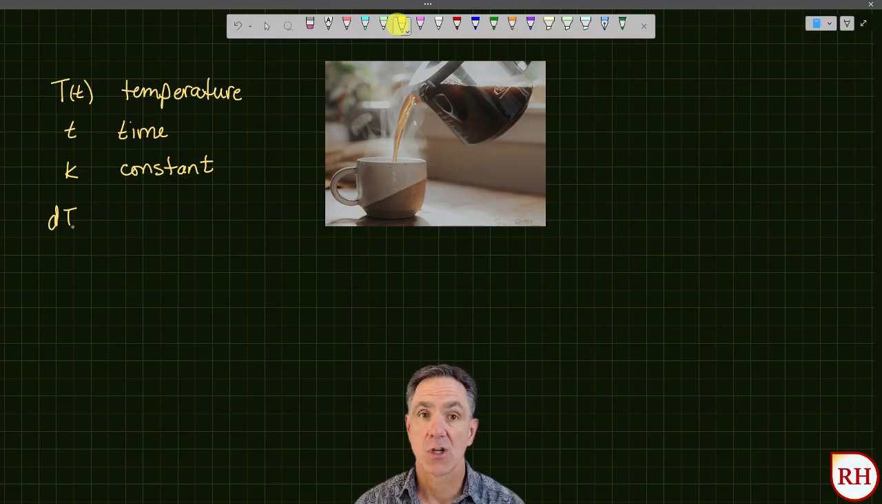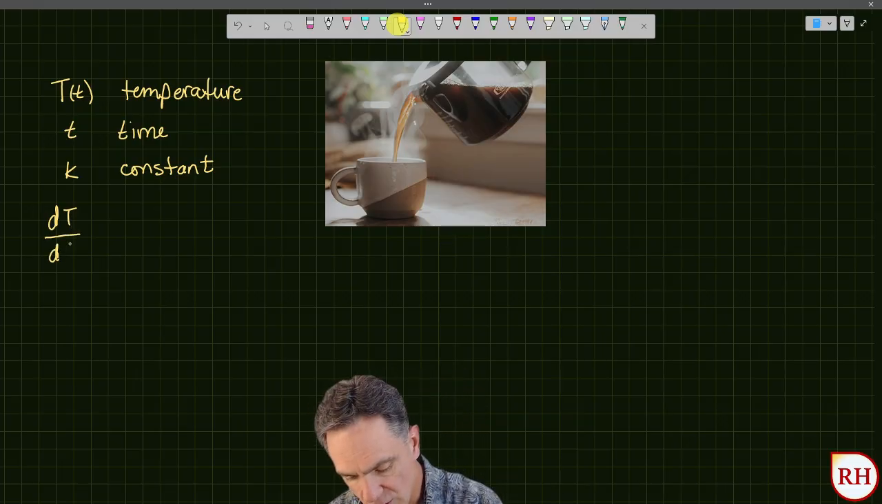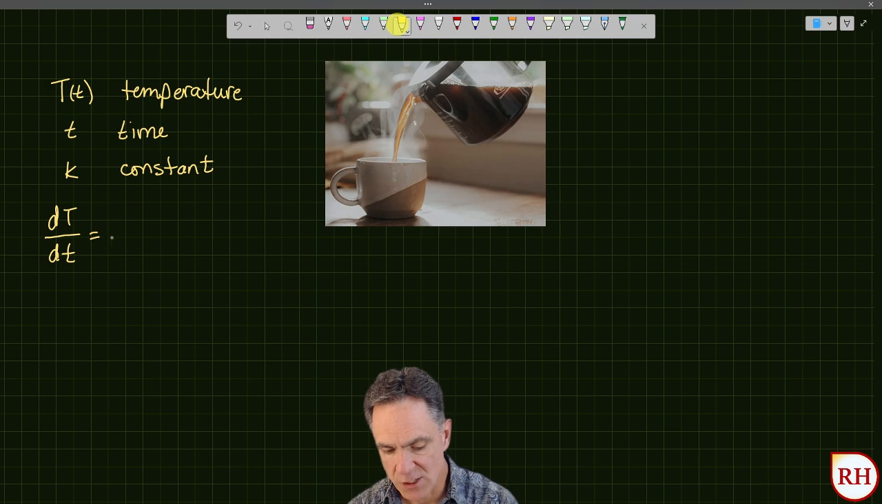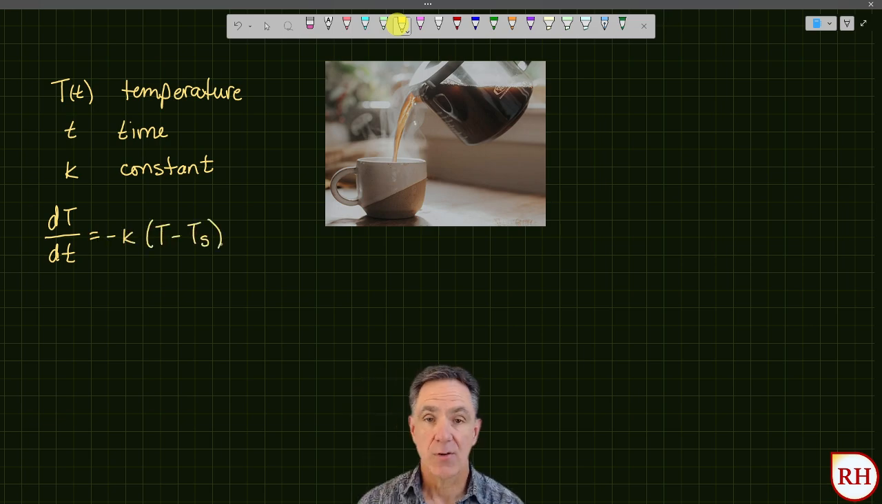The whole point of differential equations is to solve for functions. So we are trying to find the function that is represented for the coffee, and of course it is a function of time. As time changes, the temperature is going to change. So we have the rate of change of temperature with respect to time. This piece we do know. This is negative k times the difference between the current temperature of the cup of coffee and the surrounding temperature.